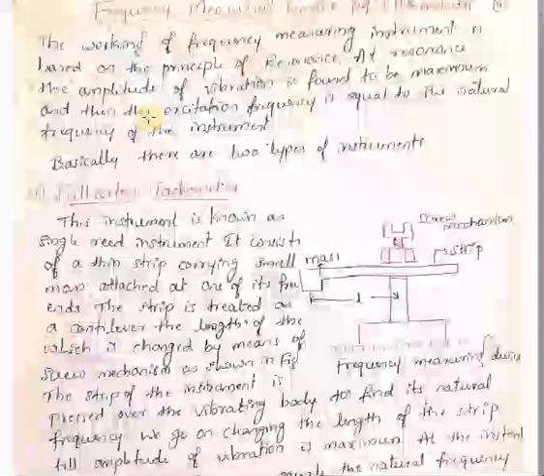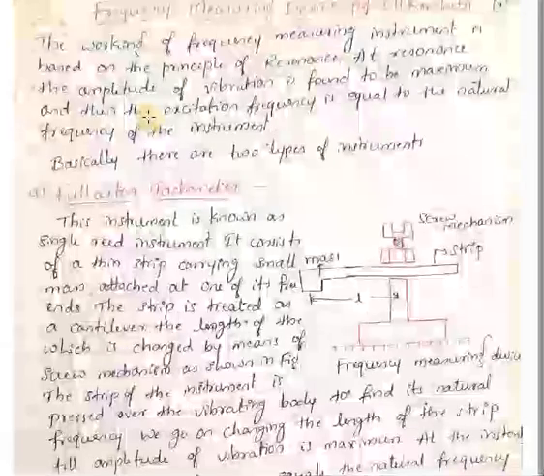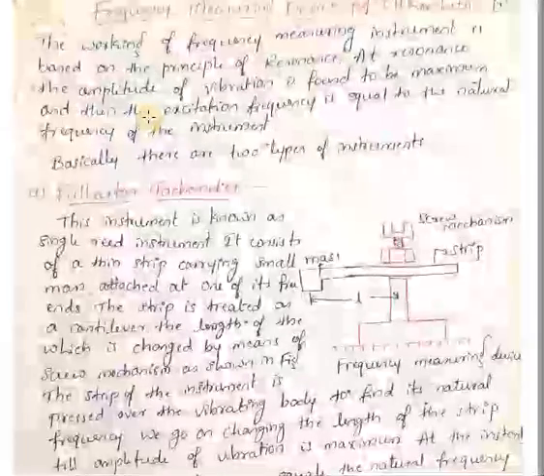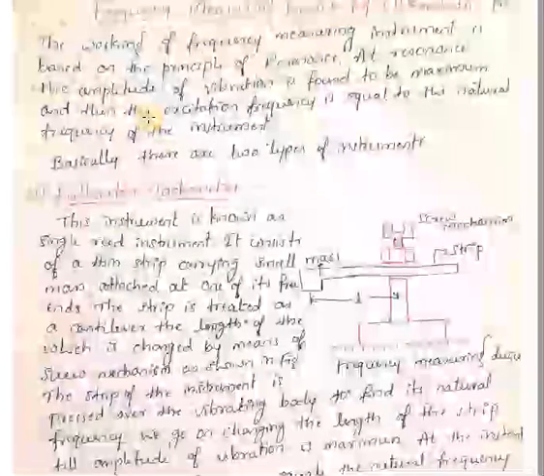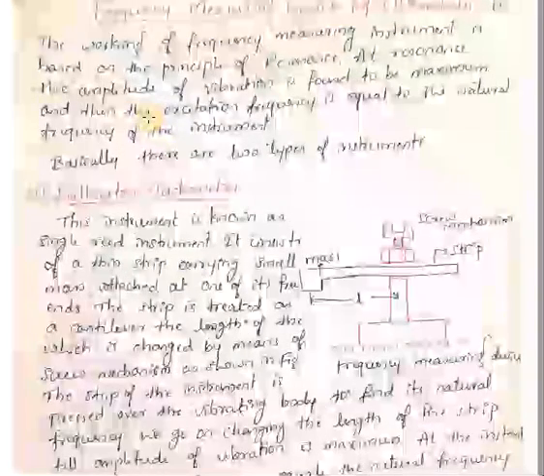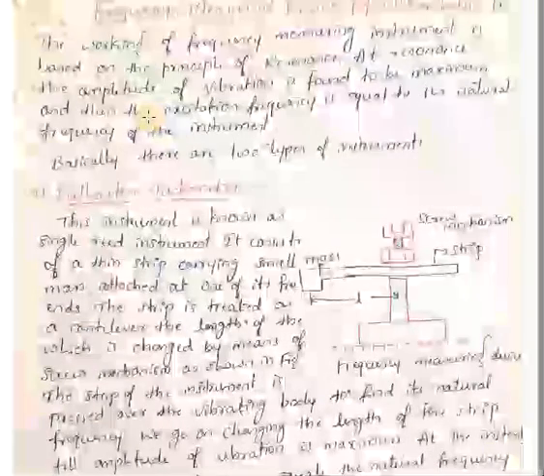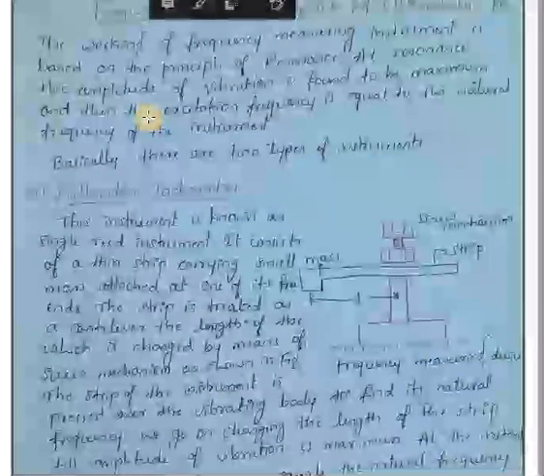So let's start with the frequency measuring devices. The main working of a frequency measuring instrument is based upon the principle of resonance. That is, at resonance, the amplitude of vibration is found to be maximum, and the excitation frequency is equal to the natural frequency of the instrument. So basically there are two types of instruments.